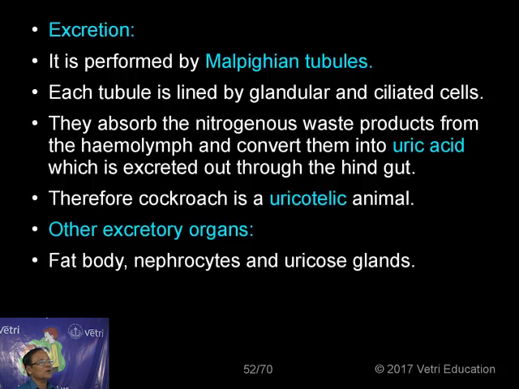Here in the case of cockroach, the organs involved in excretion are Malpighian tubules, I mentioned already. They are 100 to 150 yellow colored thread-like structures present at the junction of the midgut and hindgut. Internally, they are lined with glandular cells and ciliated cells. The ciliated cells are used for driving, and the glandular cells for secretion of the waste products.